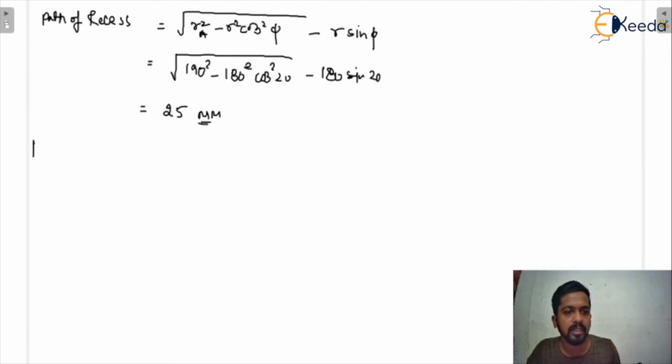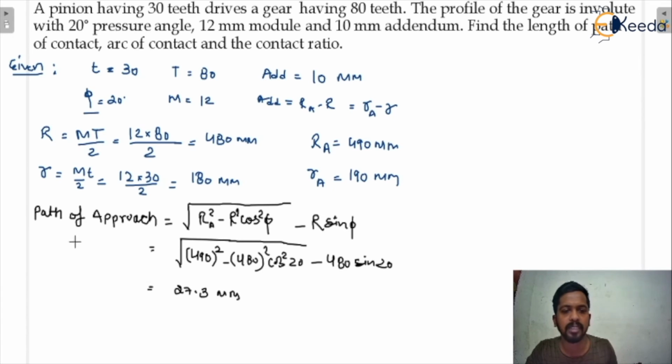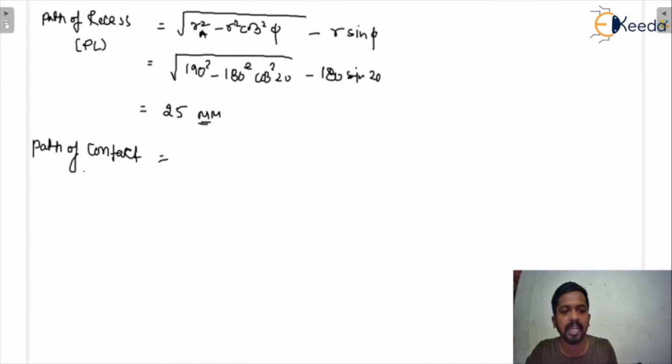Now what is our intention? That is to find out the path of contact. The path of recess in the pitch circle diagram: when we studied the involute profile, we denoted path of recess as PL and path of approach as KP. I hope you remember. So basically path of contact would be KL, that is equal to KP plus PL.